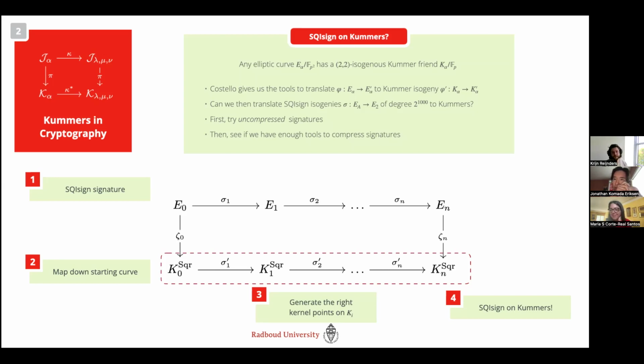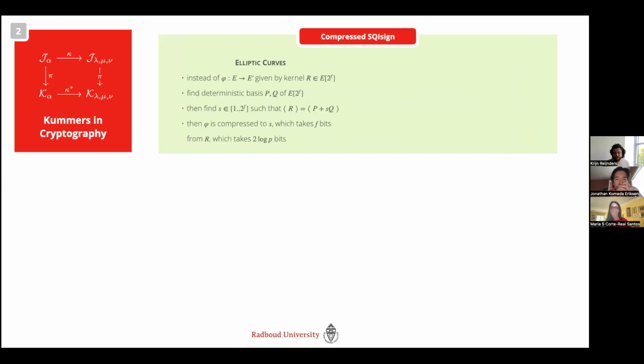And then here it turns out that you really need much more tools. And that's really just for compressing these signatures. So what does compressing the signature mean for SQIsign? Well, one of these small blocks, let's say, was an isogeny phi, right, given by some kernel point R. Now, if you could find a deterministic basis for the two torsion, let's say P and Q, then you can express this kernel R, the group generated by R, similarly by the group generated by P plus SQ for the right value of S.